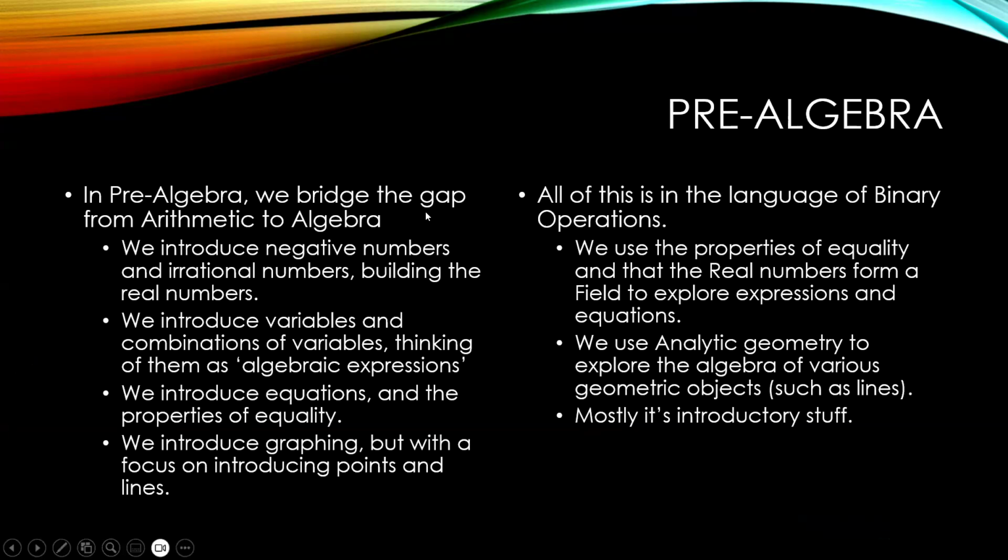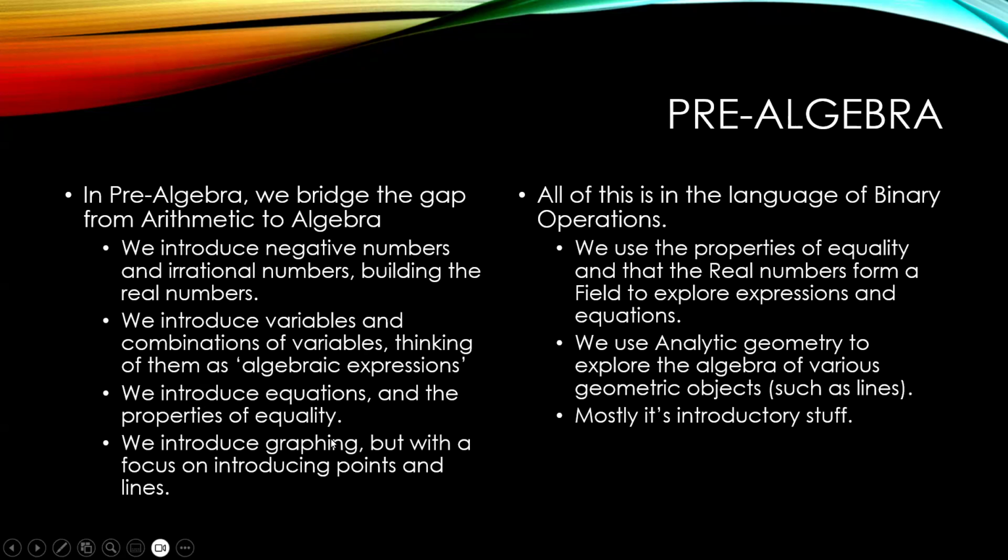In pre-algebra, we bridge the gap from arithmetic to algebra. We introduce negative numbers and irrational numbers, building the real numbers. We introduce variables and combinations of variables, thinking of them as algebraic expressions. We introduce equations and the properties of equality.